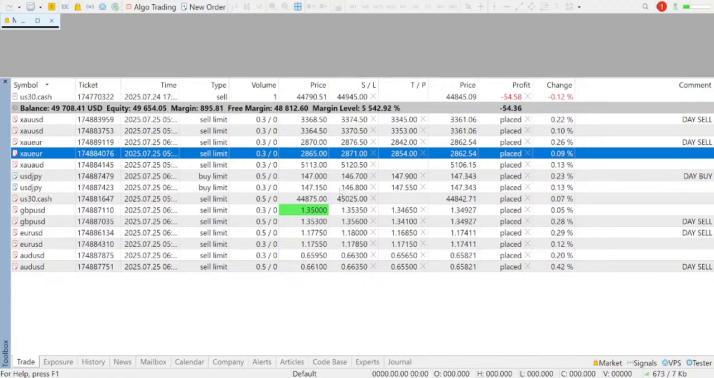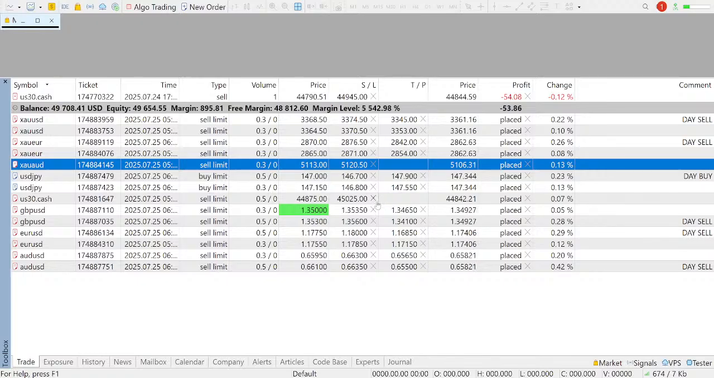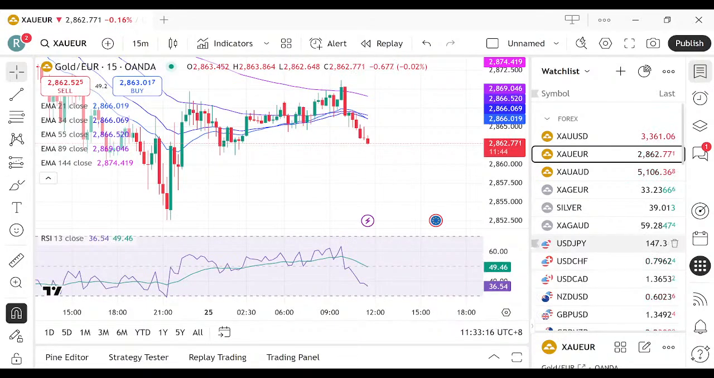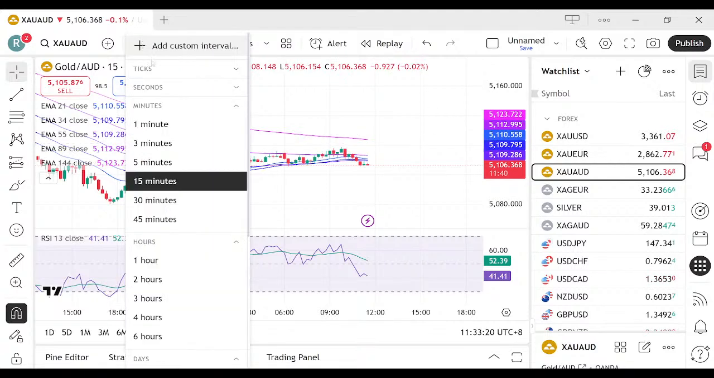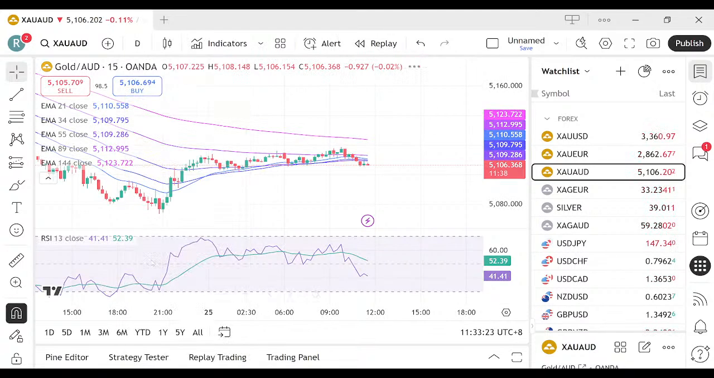So the next trade we are going to look for is gold Aussie, which we were trying to sell at 5113, but I think we didn't get it filled. So we are trying to adjust those levels to move on. So let's move to see the analysis for the gold Aussie.